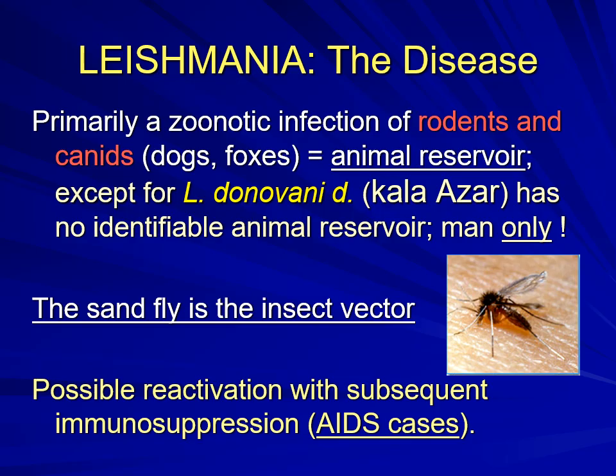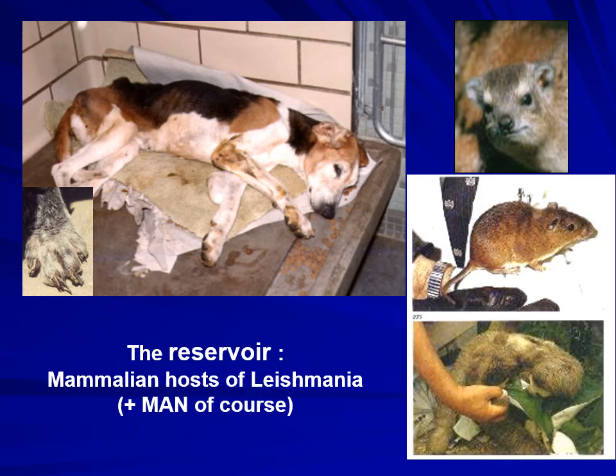Now, the sandfly is the insect vector which you see on the right-hand side, and there is importantly possible reactivation with subsequent immunosuppression. So here, not with subsequent infection, rather with subsequent immunosuppression. And don't forget that immunosuppression is becoming more common nowadays, especially with our chemotherapeutic agents, with our radiotherapy, with our biologic treatments, our steroids, and also, of course, our infection with the HIV, which may produce immunosuppression.